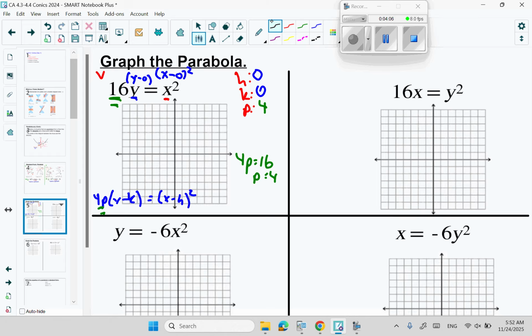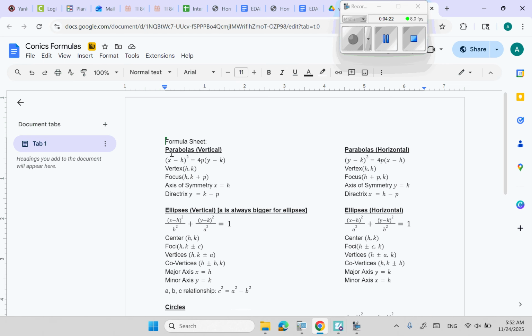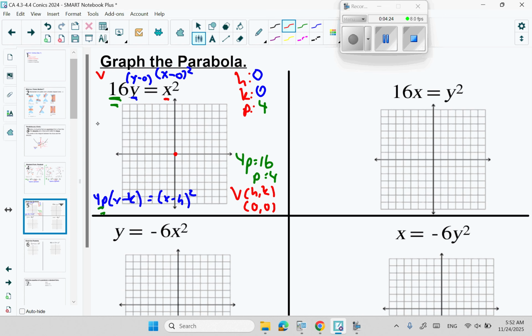So we can plot our important coordinates. For example, our vertex is (h, k), so we're going to plot it at (0, 0). We know that our focus is, as we said earlier, (h, k plus p). So h is 0, so I get a 0 there. k is 0, p is 4. 0 plus 4 gives me a focus of (0, 4).